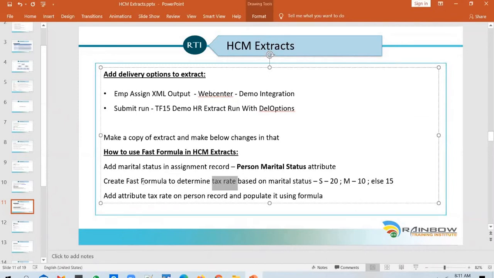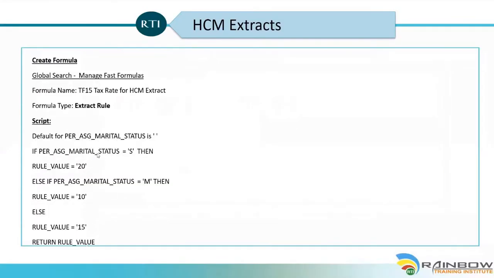All I need to do now is create a fast formula which will give back a tax rate based on marital status. And how is the formula going to look? The formula is going to look like this. We'll say if marital status, and this is a marital status database item, equal to Y, then we will assign a value of 20 to something called rule_value. So we are just initializing an attribute with a value of 20.